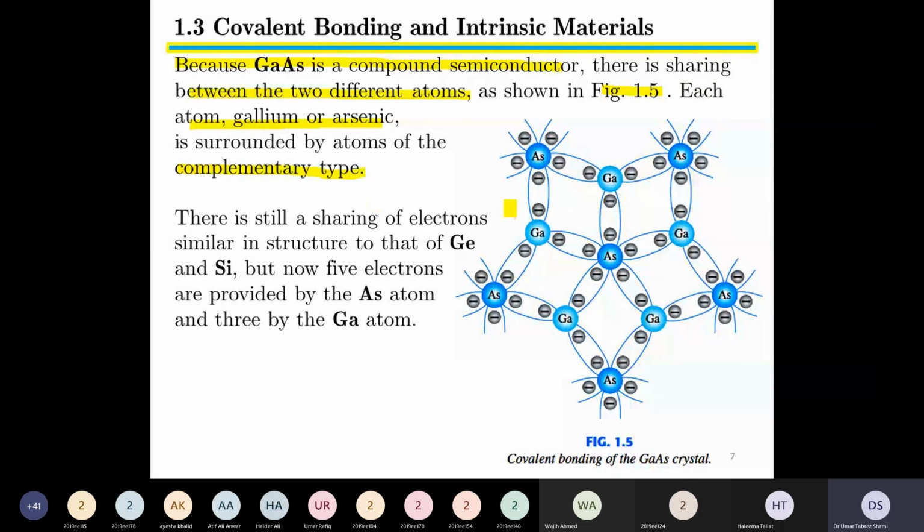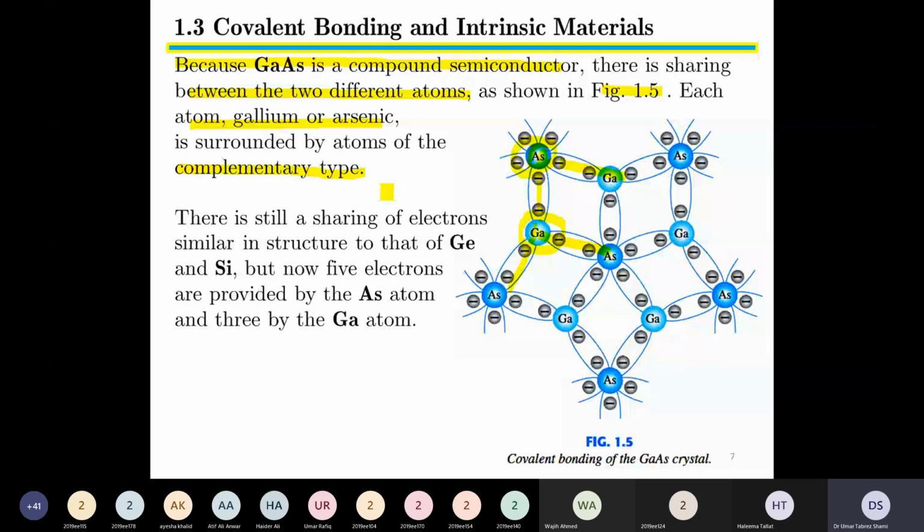So if we look closer at the atomic arrangement, for example, here we see one arsenic atom interacting with two gallium atoms. Likewise, this gallium atom is interacting with three arsenic atoms. So the word complementary means that first we will have one atom of one element, adjacent to it is the atom of the other element, and this process will then repeat itself. So this is the complementary type. After gallium, arsenic. After arsenic, there is gallium.